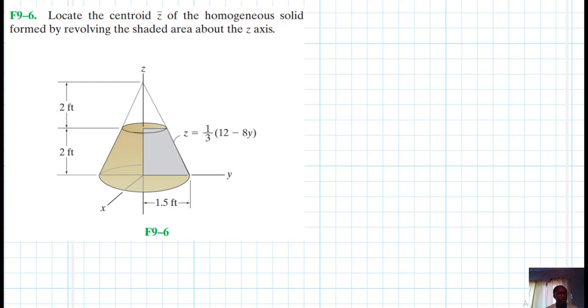The problem reads: locate the centroid z bar of the homogeneous solid formed by revolving the shaded area about the z axis. This problem is coming from Engineering Mechanics Statics, 13th edition, by R.C. Hibbeler. So our z bar is just going to be equal to the integral. We are dealing with a volume there, z tilde, which is the centroidal location along the z-axis for the small strip of a cylinder, dV, over the integral of dV.